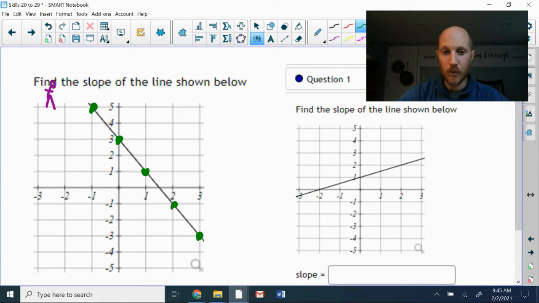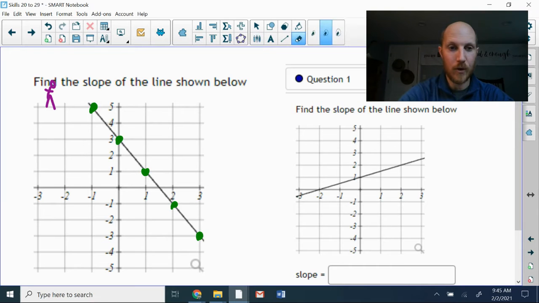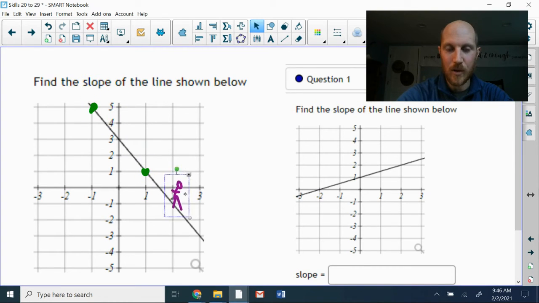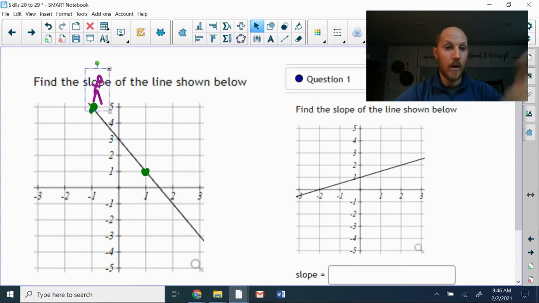Any of those green dots would work, but we only need 2 of them. So pick your 2 favorite ones. Doesn't matter which 2. And then we're going to find our slope using these 2. My graph walkers always go from the left to the right. And in this case, my graph walker would be going down the line, right? And so that tells me this is a negative slope. So I'm going to remember that when I get ready to write my answer. This should be a negative slope.